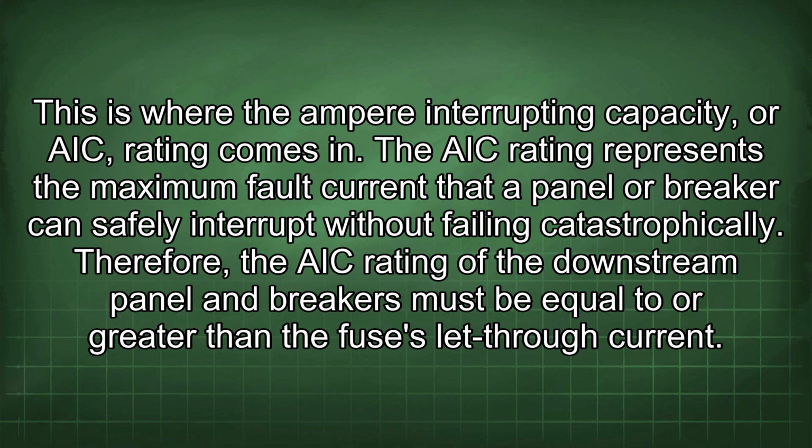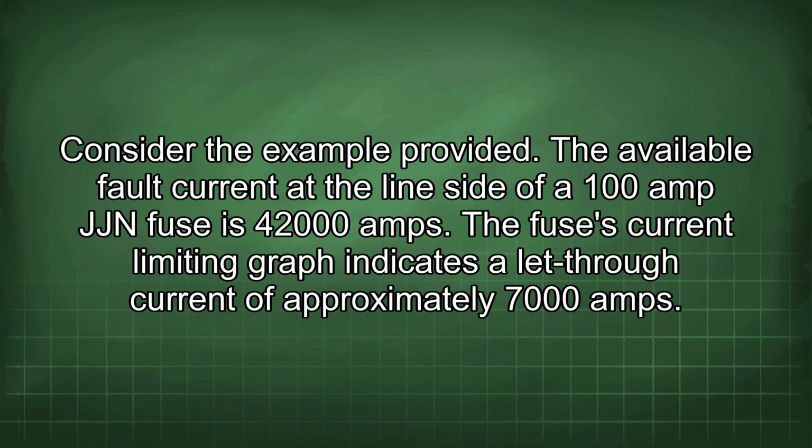The AIC rating represents the maximum fault current that a panel or breaker can safely interrupt without failing catastrophically. Therefore, the AIC rating of the downstream panel and breakers must be equal to or greater than the fuse's let-through current. Consider the example provided.